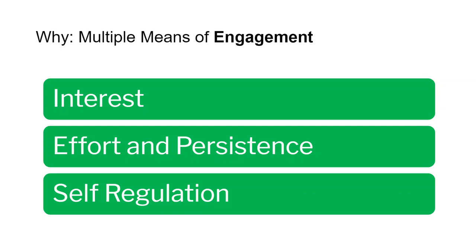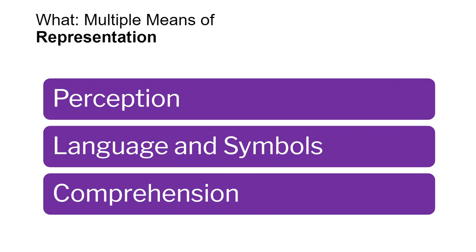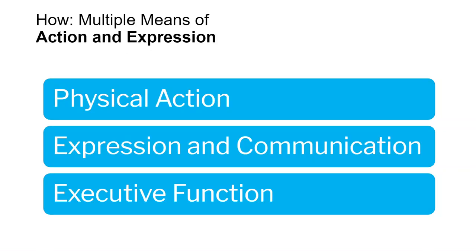Recognition networks is multiple means of representation. So when I'm thinking about perception, language and symbols, and comprehension, I'm thinking about how I can represent things in multiple ways to help people understand them. Then finally, the strategic pathway is multiple means of action and expression. So I'm going to give people options for how they express and communicate. And I'm going to support different kinds of executive function with how they're working. So it's a very intentional way to make sure that what we design for learning supports all learners.